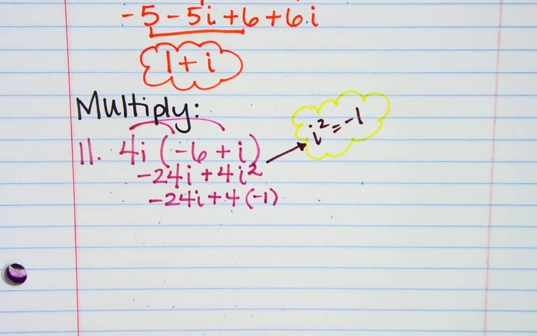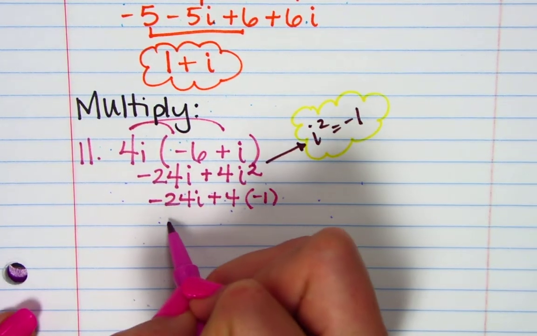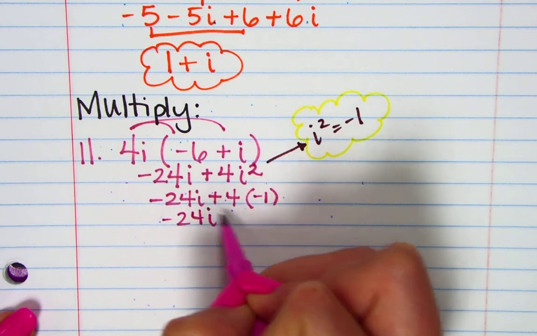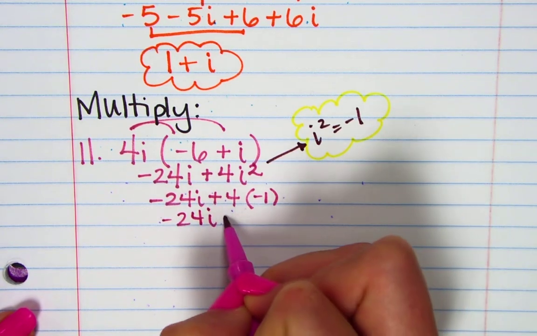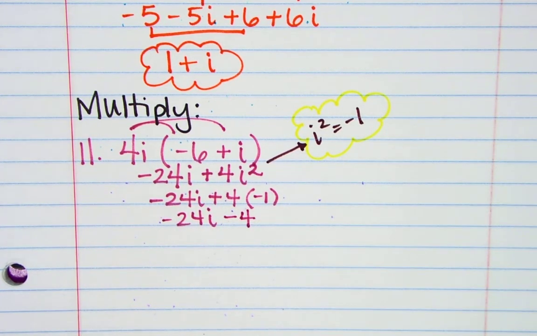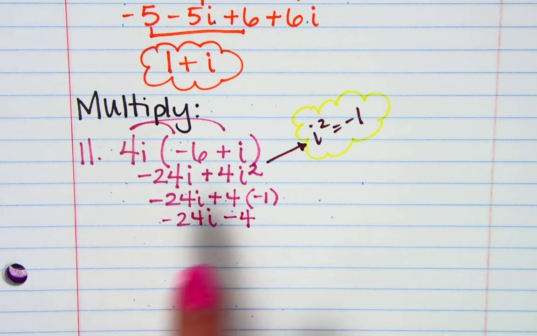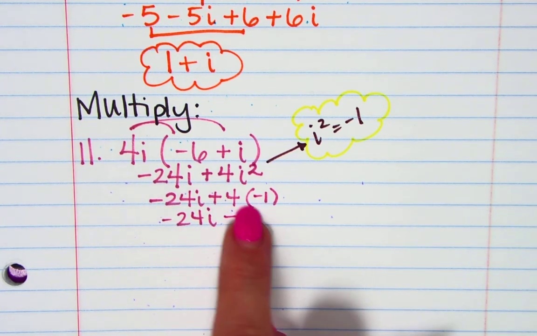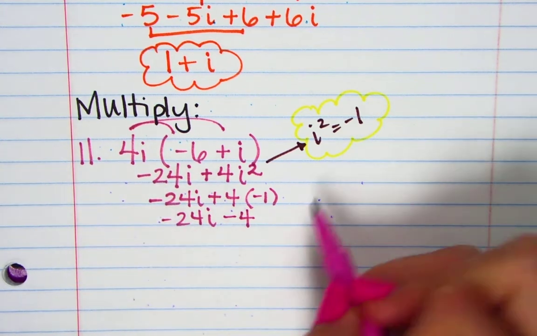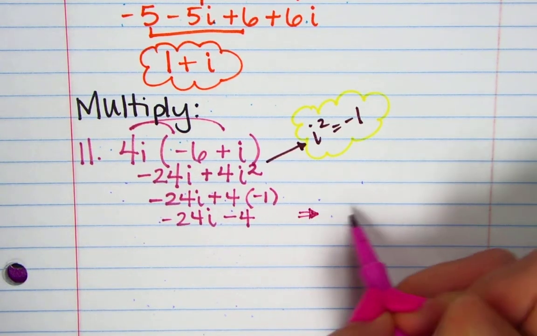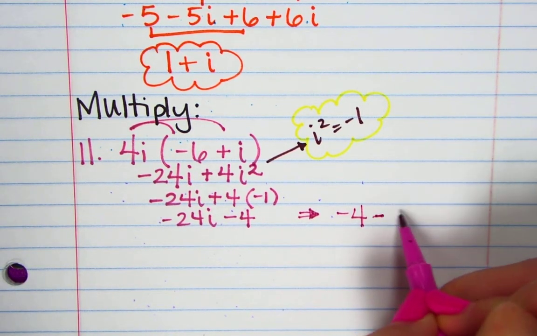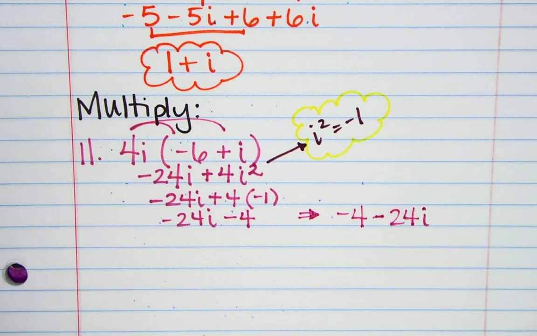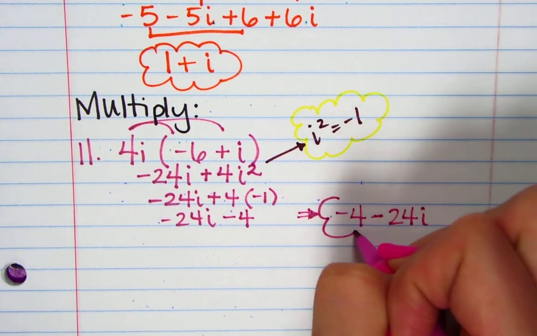It seems like kind of a lot of writing, but again, I'm going to get the problem right. I get -24i. 4 times -1, right, is -4. And is this in the right order? Right now, I gotta put the -4 out front, so I'm just gonna come over here and put it in the right order. -4 minus 24i is my answer.